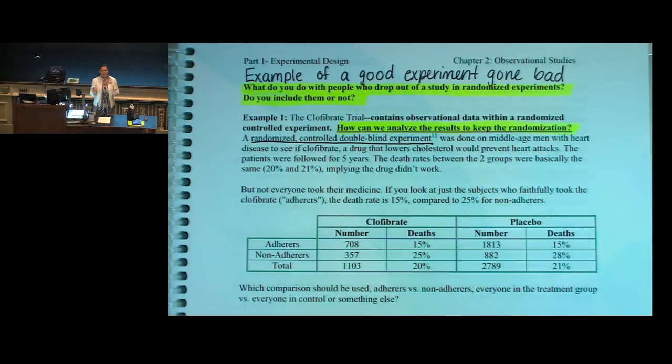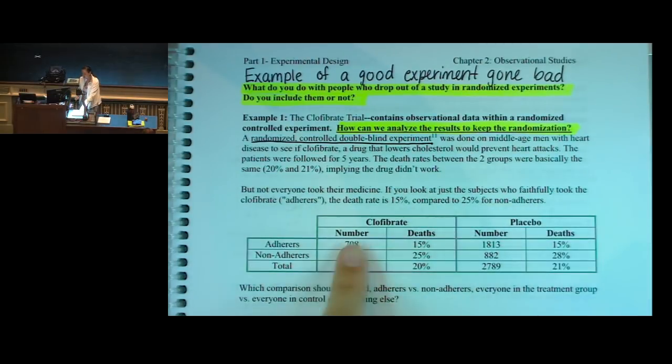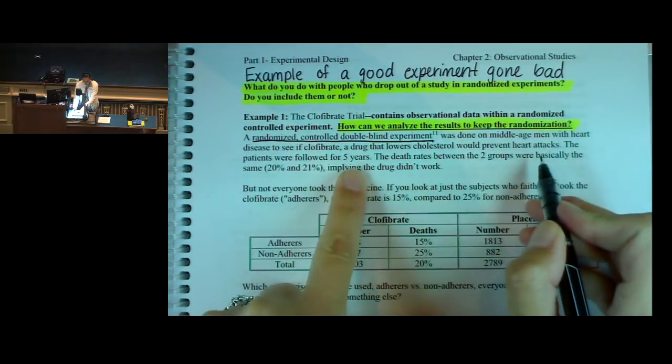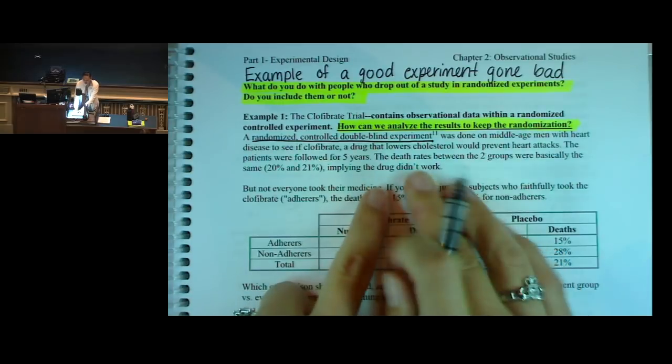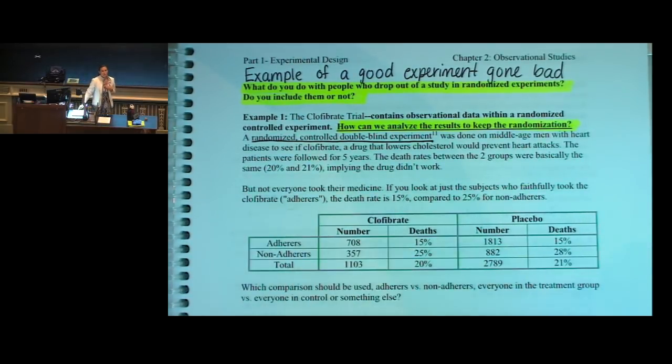So they had this drug, they wanted to test it out, randomly divided their subjects into a treatment and control group, and the treatment group got the clofibrate, control group got a placebo. It was double-blind, they did everything right. They were on the road to making a good conclusion. But it says the patients were followed for 5 years, and then when they looked at the death rates, they realized that not everyone took their medicine. Again, common problem. So what do?